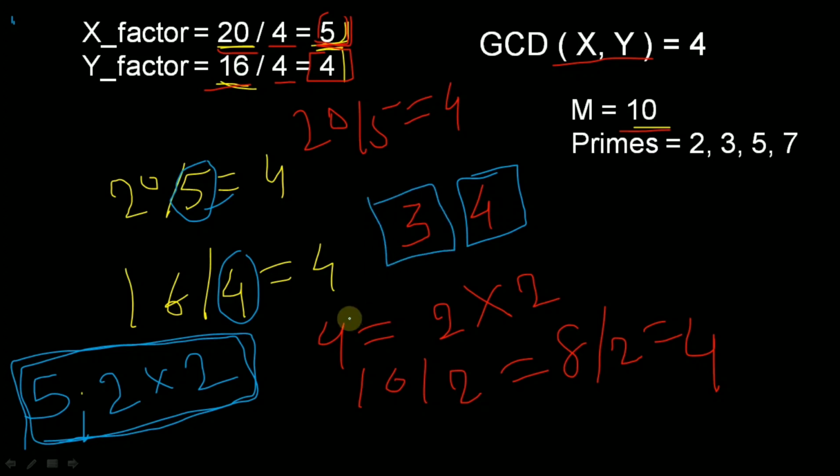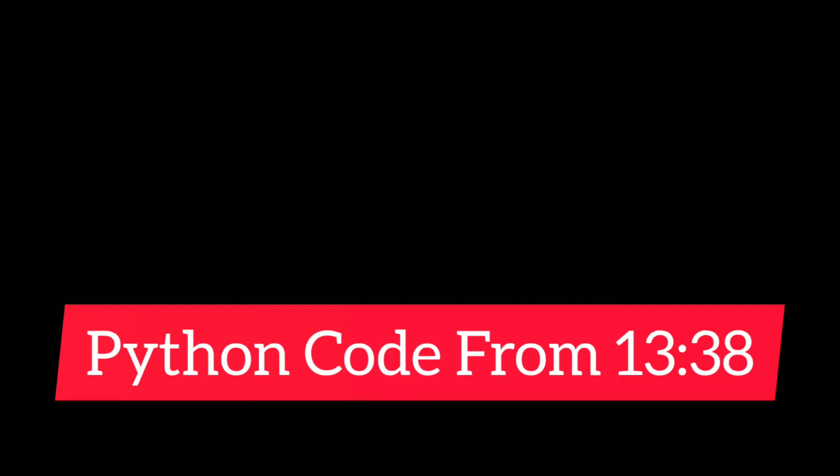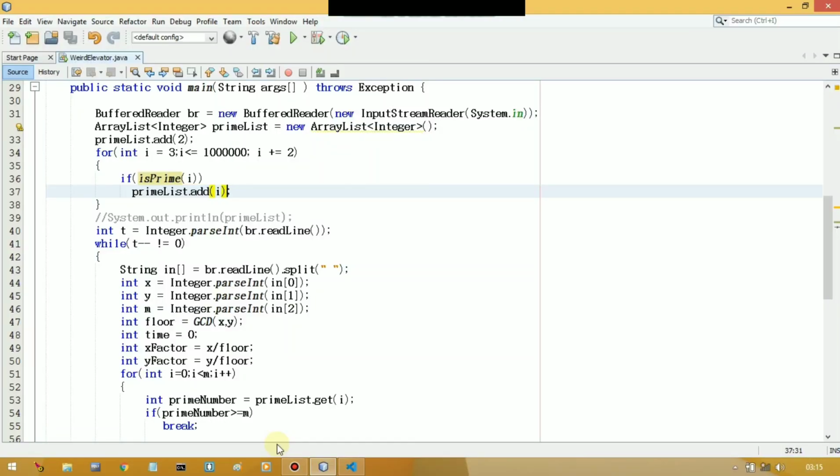Okay, so I hope the concept is clear. Now let me show the code that will make it clearer. Firstly I will show it in Java, then we will move to Python. Okay guys, this is the Java code. I will send this code in my Telegram channel. You can collect it from there.